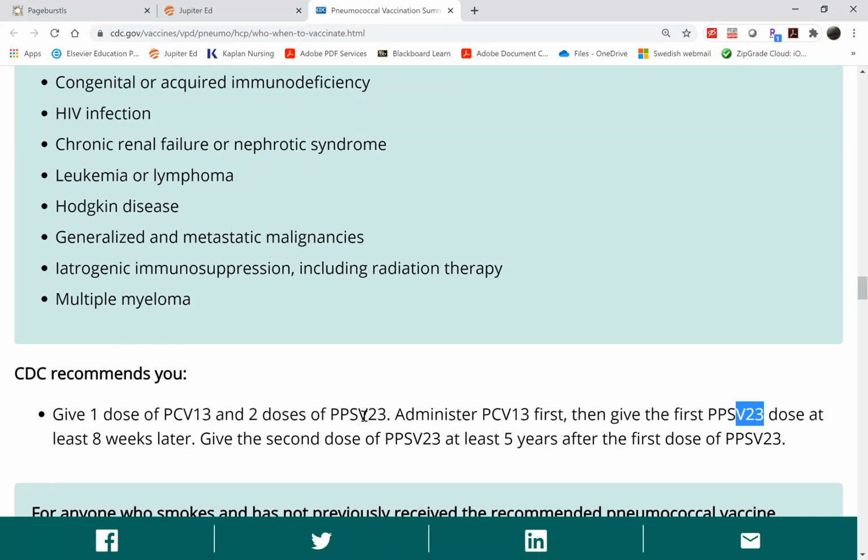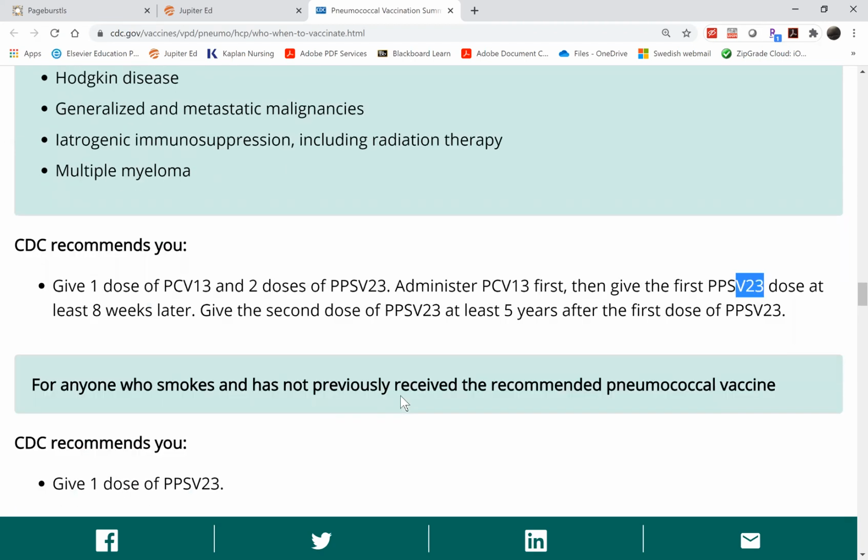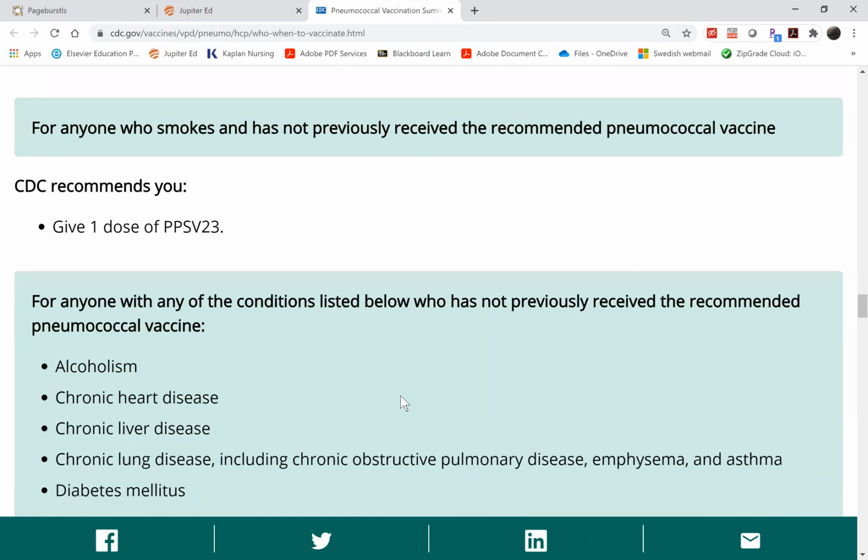Yes. There's evidence that you'll need a second one, and that will provide you lifetime protection. But for the 23, you kind of need a booster, right? Okay. And then finally, I know we have 2 more.